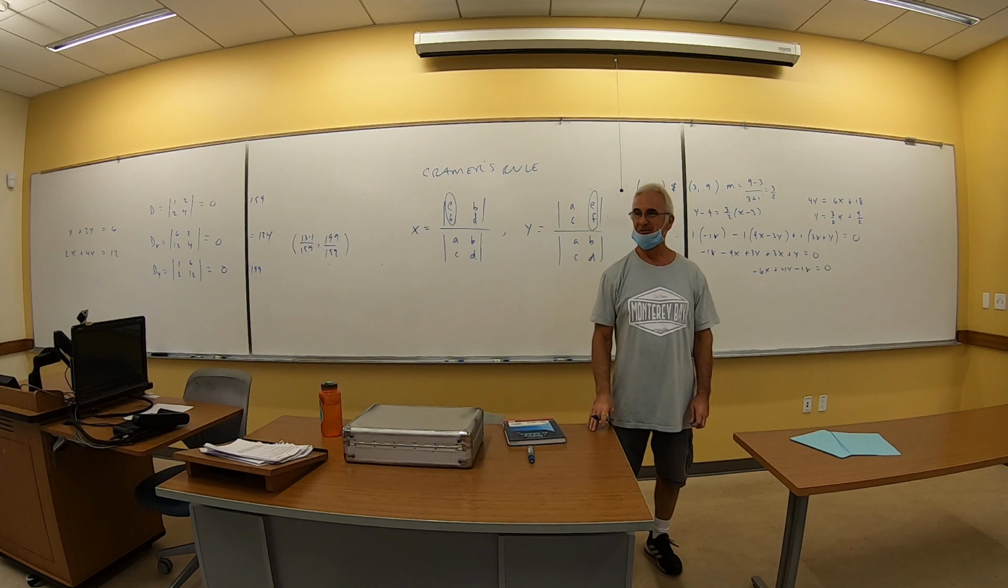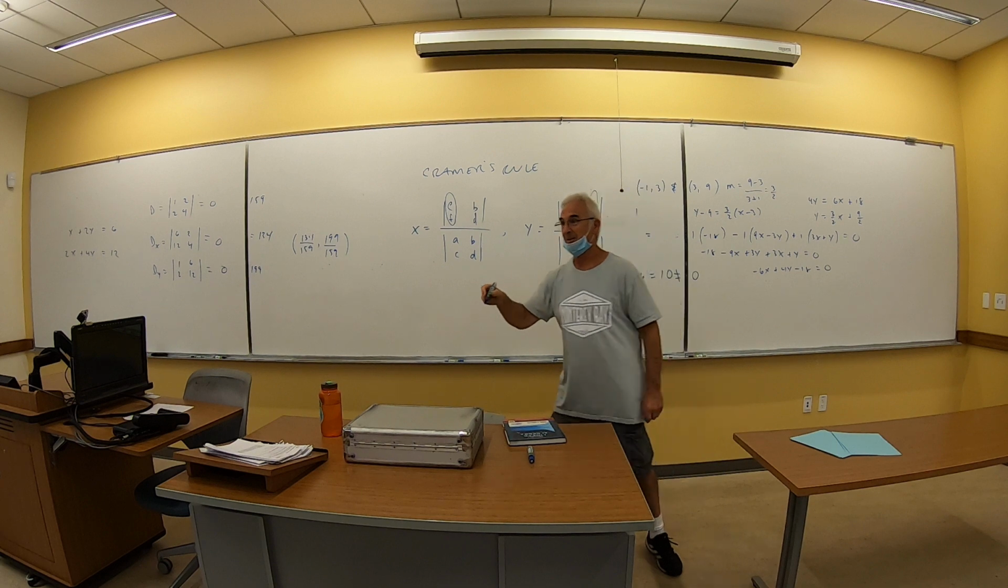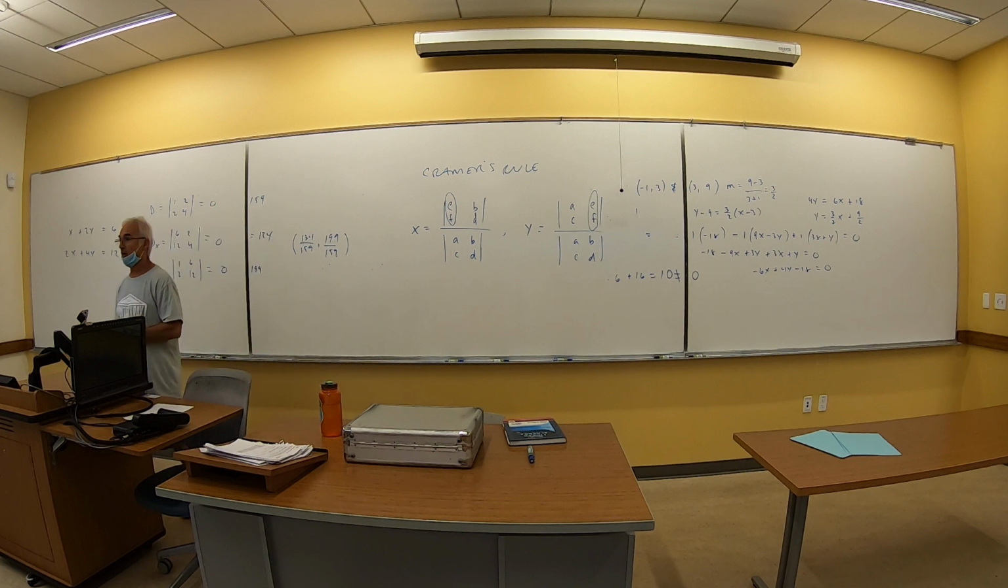No. My answer is, first of all, there's no unique solution. There's no unique solution because this was 0. Turns out this is a dependent system. Cramer's rule told me it was a dependent system. If it's a dependent system, then all of your determinants are 0.